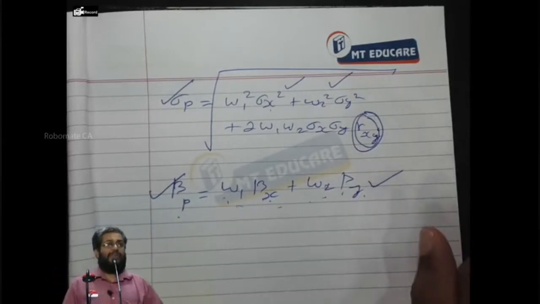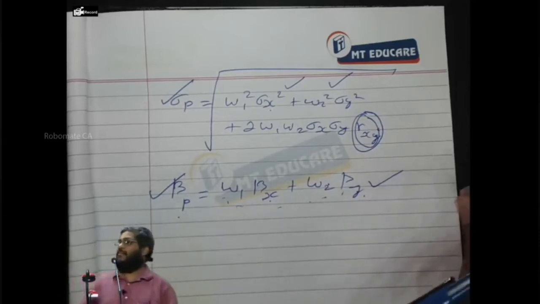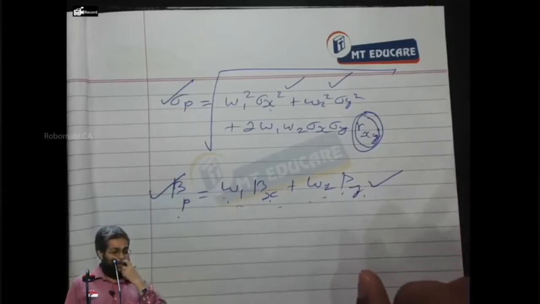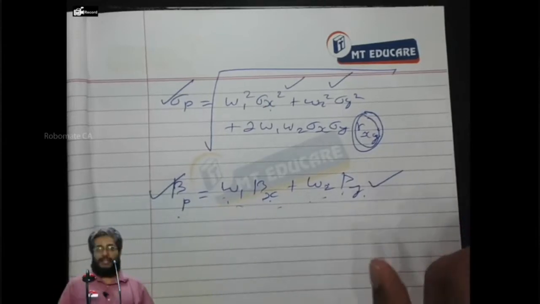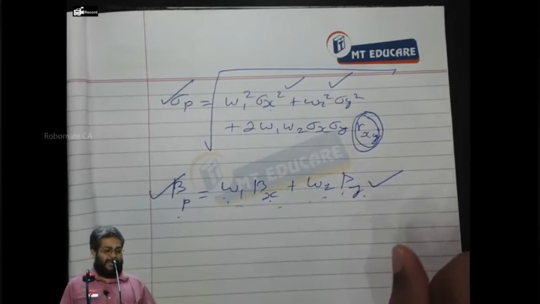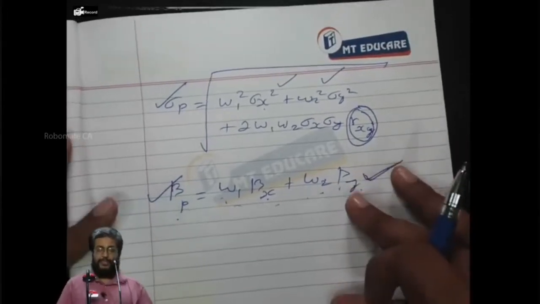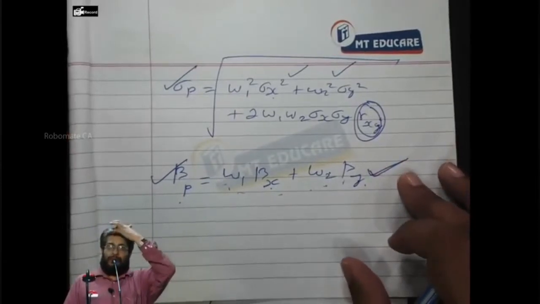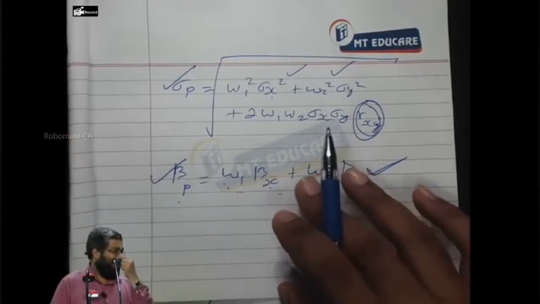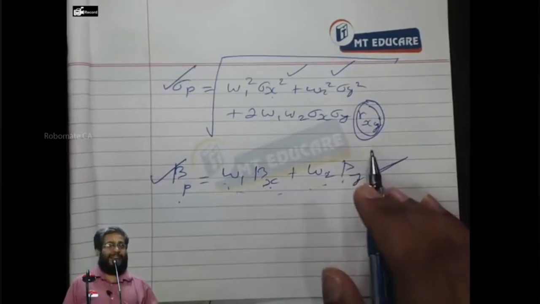However, beta of a portfolio is simply the weighted average beta of individual securities. That is, beta P is equal to W1 beta x plus W2 beta y. Can I proceed now? Next.